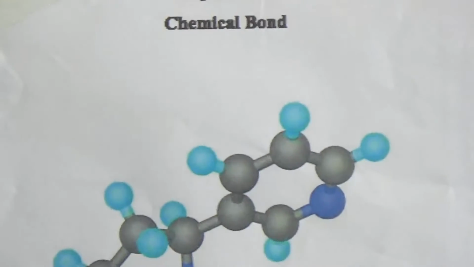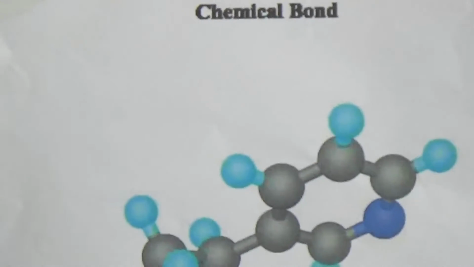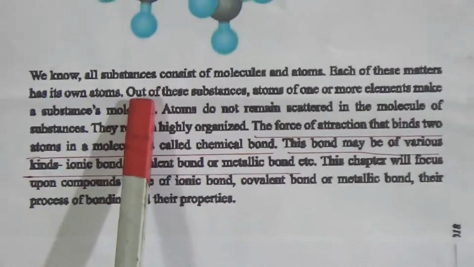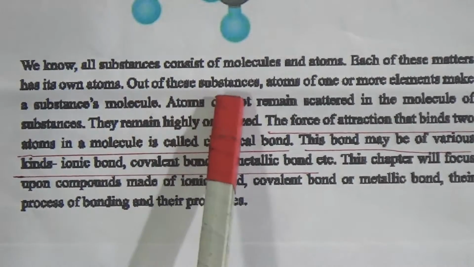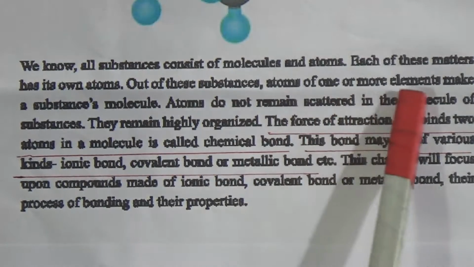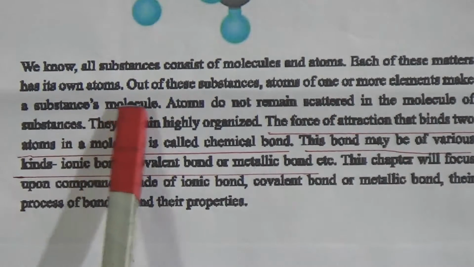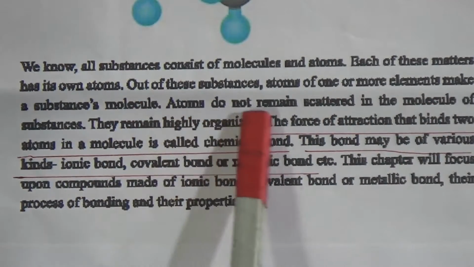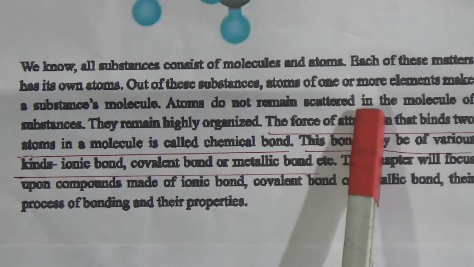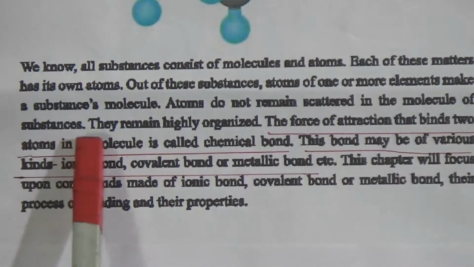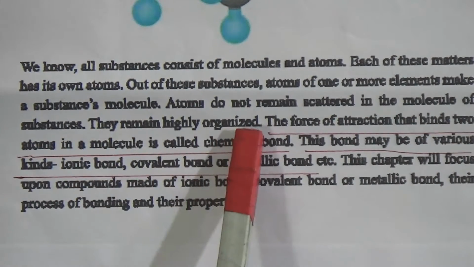We know all substances consist of molecules and atoms. Each of these matters has its own atoms. Out of these substances, atoms of one or more elements make a substance molecule. Atoms do not remain alone in the molecule of substances. They remain highly organized.